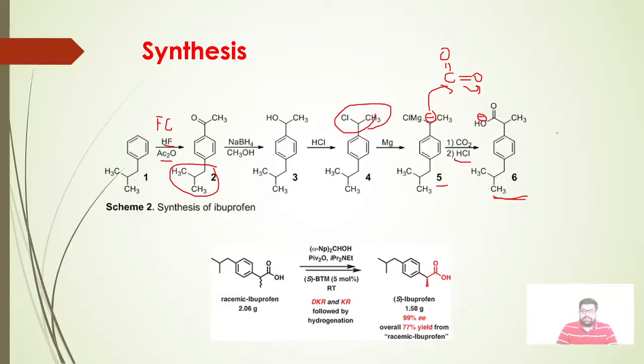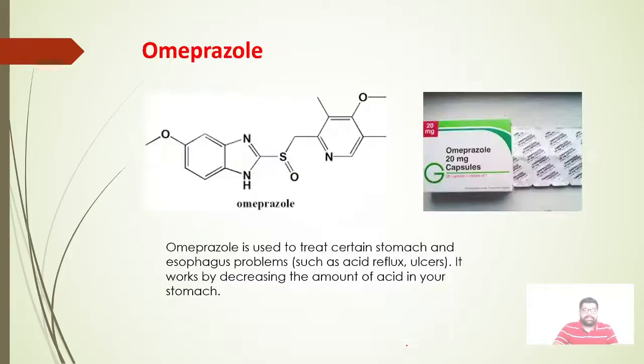Once we get the ibuprofen, this is a racemic mixture which is resolved using different kinds of resolution agents, and we get the final compound, that is the desired S-ibuprofen. So we get 99% enantiomeric excess in 77% yield from the racemic ibuprofen. So this is a very nice and classical synthesis of ibuprofen. I think you are enjoying this kind of synthesis. Let's go for the next molecule.